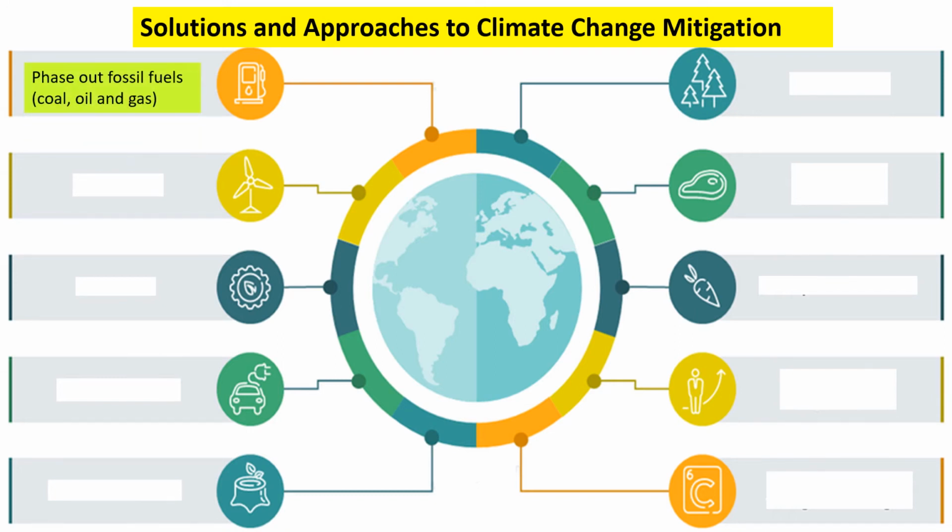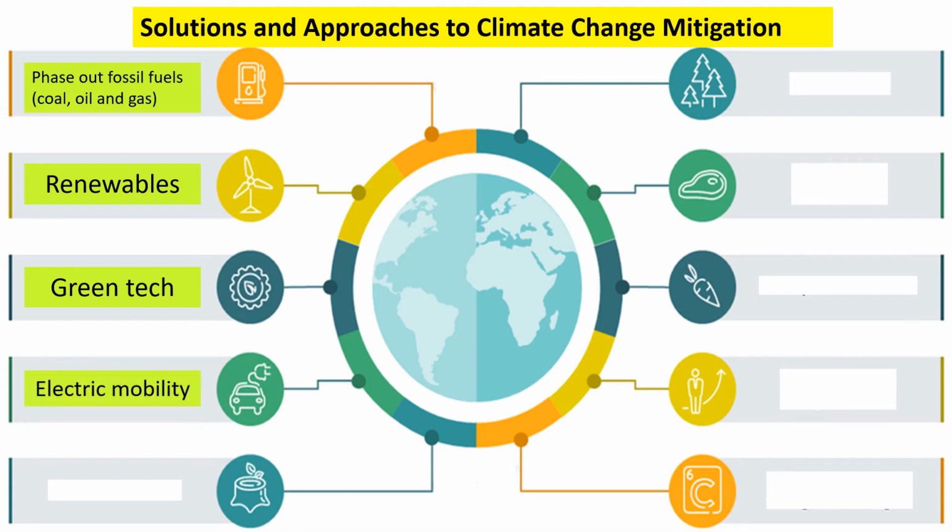Phase out fossil fuels. I told you already that fossil fuels used to release carbon dioxide and many gases in the air. So we have to reduce the use of fossil fuels. Use renewable energy resources like solar energy, wind energy. Go for the green technologies. Electric mobility. Use public transport which is using green technology. And curb deforestation.